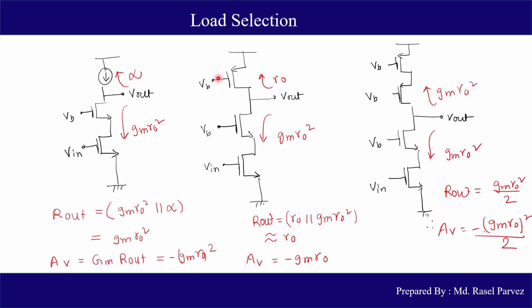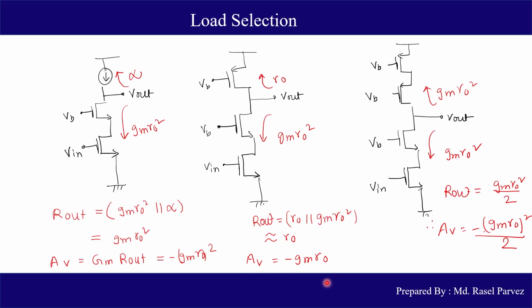To implement current sources, we use PMOS in actual circuits, which is known as an active load. If you use a single PMOS in the place of the current source, the upward resistance will be ro and the downward resistance will be gm ro square. So the total output resistance will be given by this. As ro is significantly smaller than this value, the output resistance will be something near ro. But we see here, even if we have added 2 transistors here, the output resistance hasn't increased in this case. So the gain will also not increase.